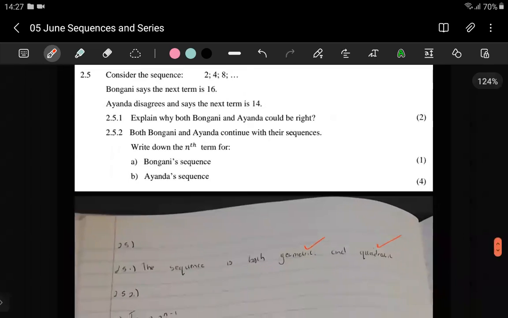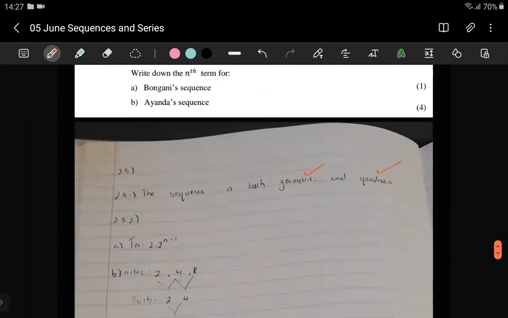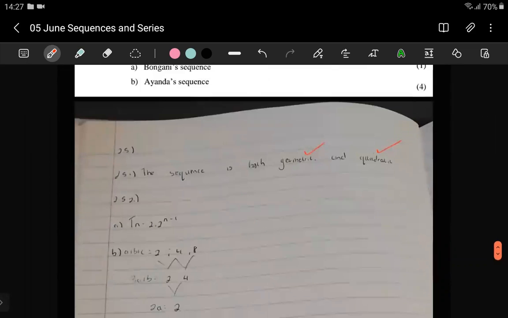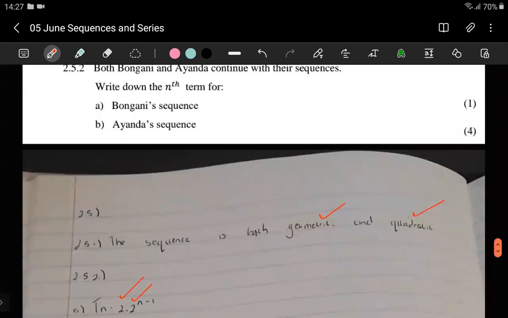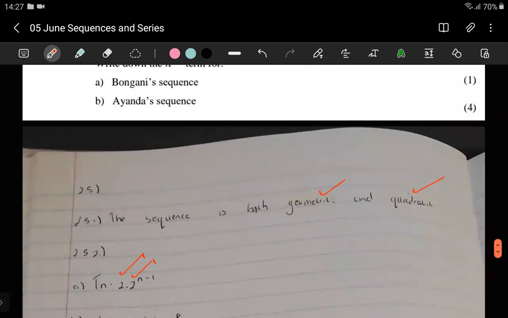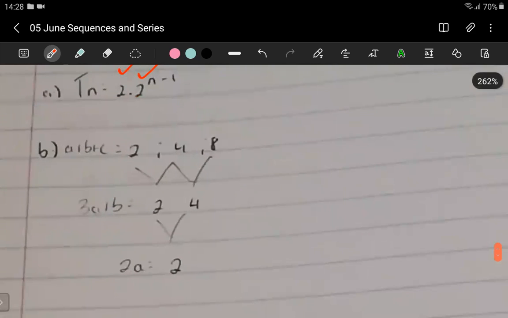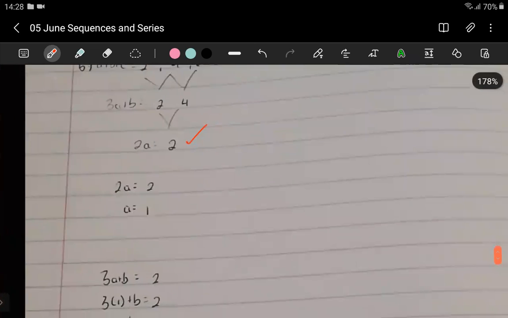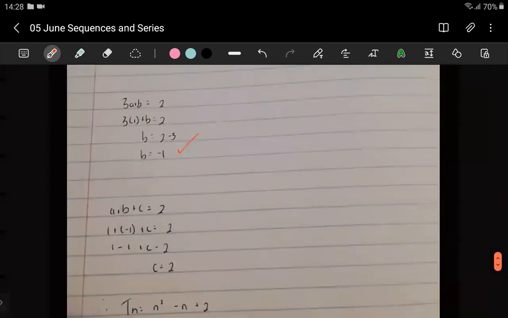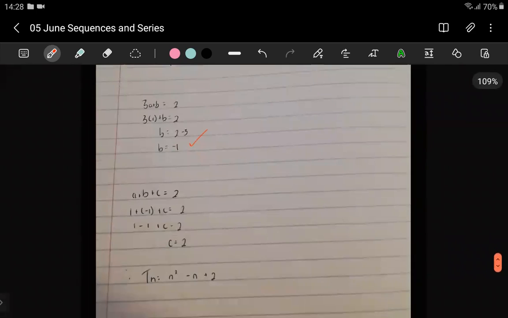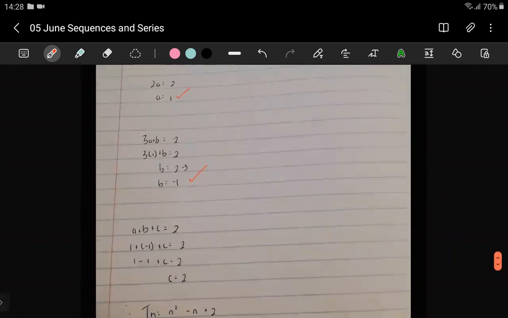2.5.2 says both Bongani and Ayanda continue with their sequences. Write down the nth term for Bongani's sequence and then Ayanda's sequence. So for the geometric one, yes, the value of r is 2 and a is also 2. Perfect. Let me put a half mark. For the quadratic, yeah, this is perfect, which is going to give you a 1. Put a 1 over there. Then 1 minus 1 is 0.